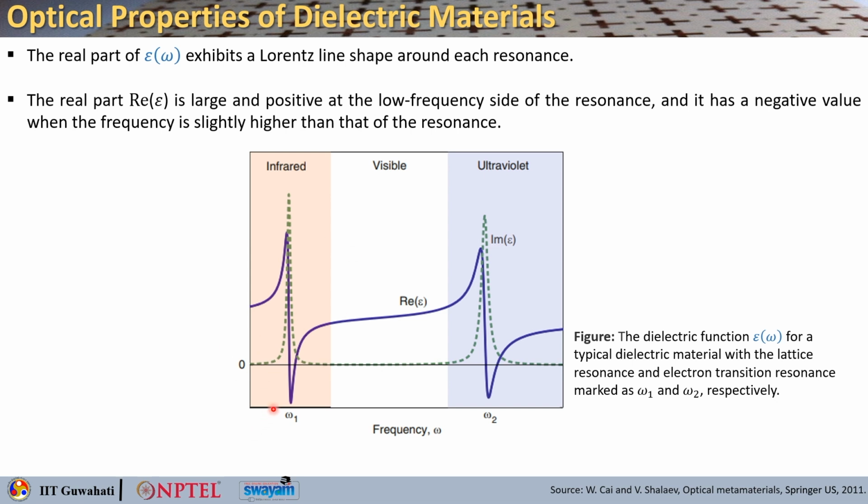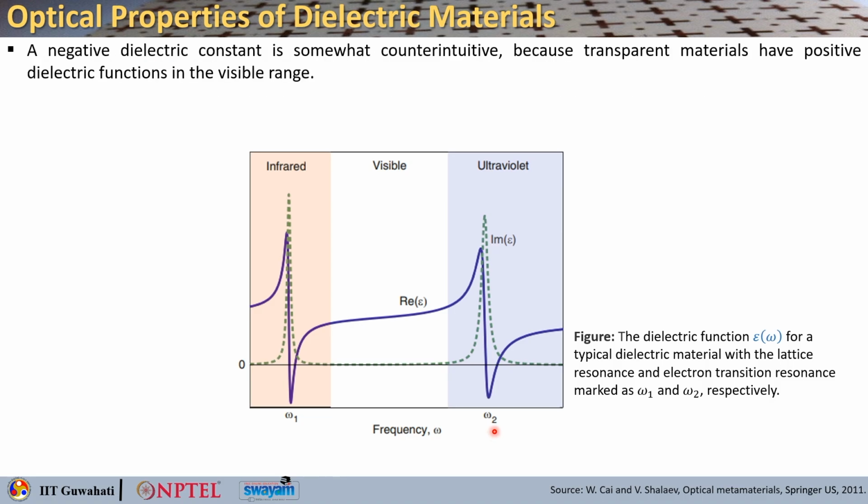Here again we are showing the dielectric function of a typical dielectric material, where you have got the lattice resonance and the electron transition resonance. These are marked as omega 1 and omega 2 respectively.